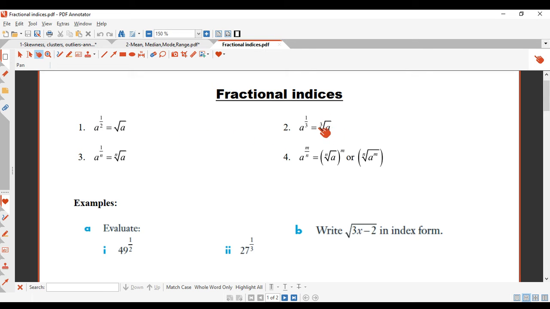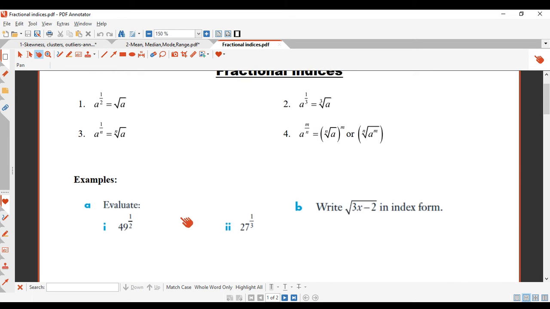The cube root of a in index notation is a to the power of a third. And the nth root of a in index notation means a to the power of 1 on n. Now, more generally, if you have some fraction, m over n, as the power, then a to the m over n is equal to the nth root of a all to the power of m, or you could write it as the nth root of a to the m. Okay, so these are the four main index laws for fractional indices. We're going to use them down here.